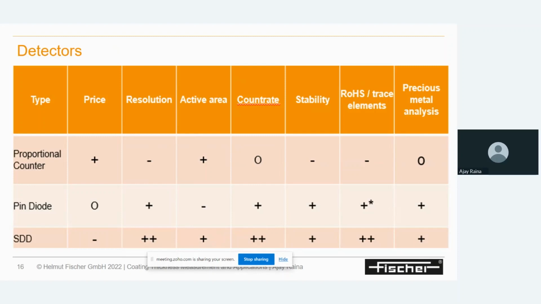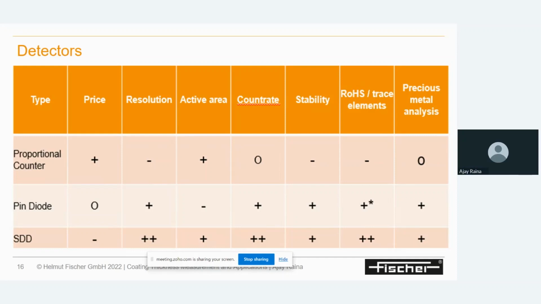Coming to the next one, the stability. In case of stability, the proportional counter is also a stable type of instrument, but whenever you switch on the instrument in the morning, we recommend warming it up for at least 5 minutes, then starting the test. But for silicon PIN or SDD, you don't have to worry. You can switch on the instrument and do a warm up of 1 minute, which is more than enough, and you can start testing.